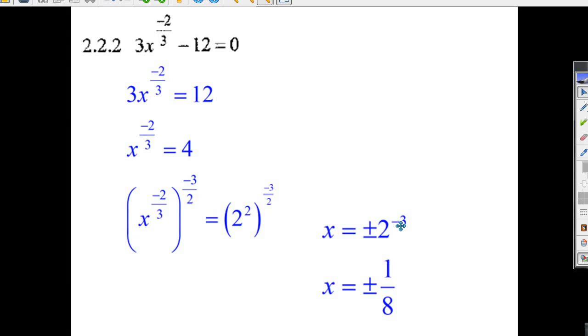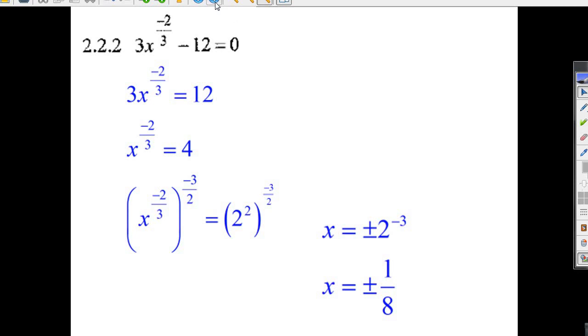And a lot of people go, oh, that's it, I got my answer. But you'd lose a mark because whenever there's a 2 there, if it's an even number, there's always 2 different answers, positive and negative 2 to the minus 3. So positive and negative, 1 over 8. That's 1 over 2 cubed, 1 over 8. There's your answer. That's it.